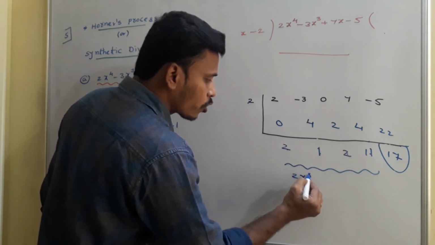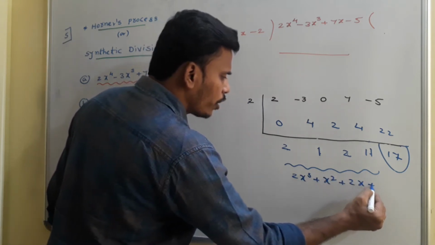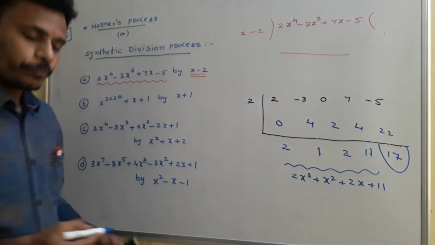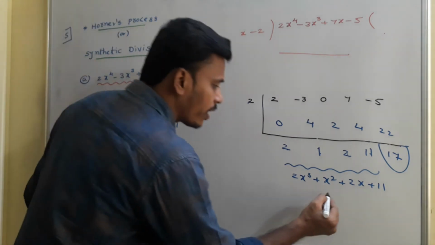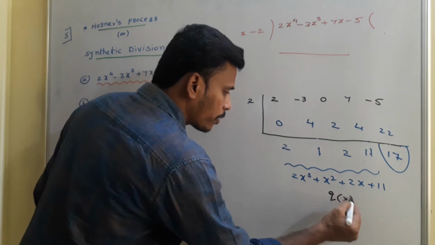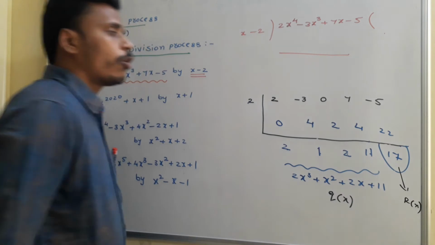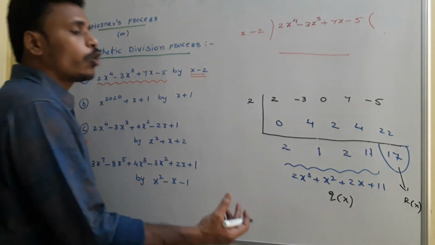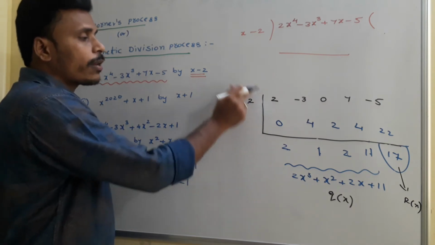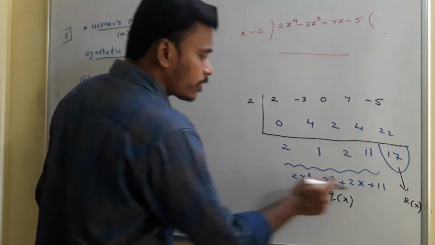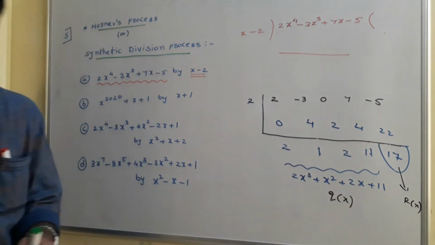So 2x cube plus 1 into x square plus 2 into x plus 11. This 2x cube plus x square plus 2x plus 11 will represent the quotient polynomial. This 17 will represent the remainder polynomial. At the end, what we need to conclude? This is the dividend polynomial. This 2 will represent the divisor polynomial. This will represent the quotient polynomial. That 17 will represent the remainder polynomial.